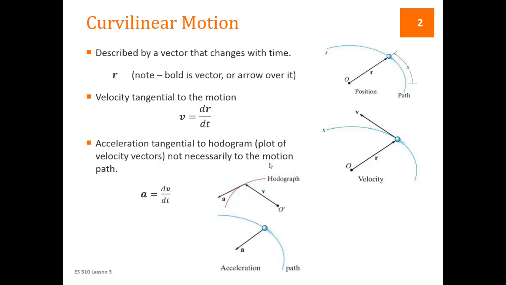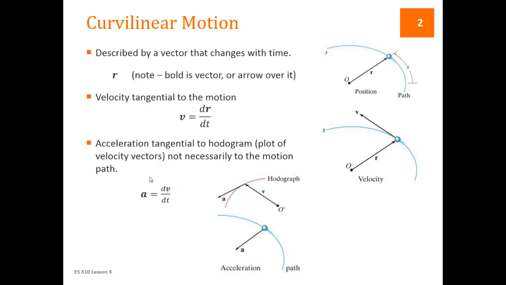Velocity is always going to be tangential to the motion, right? So if the particle is moving along this blue line, velocity is always going to be tangent to that line at each point. So the velocity is still, just like last time, defined as the time derivative of position, and both of these are vectors. Acceleration, once again, is defined as the time derivative of velocity. Nothing has changed there. Both of them are vectors.